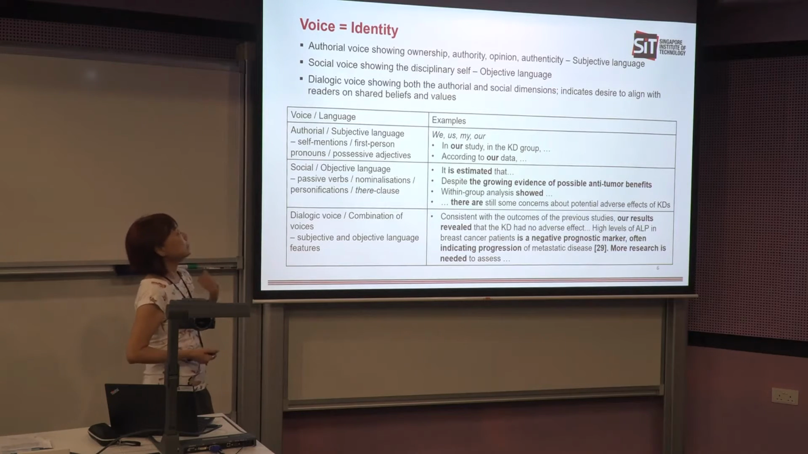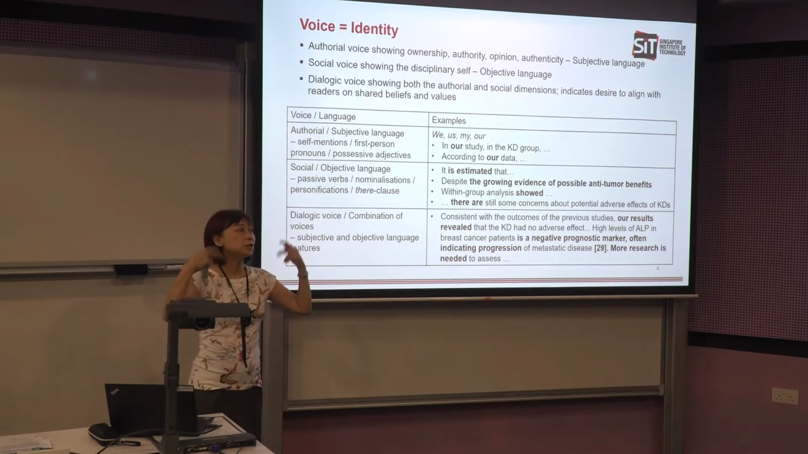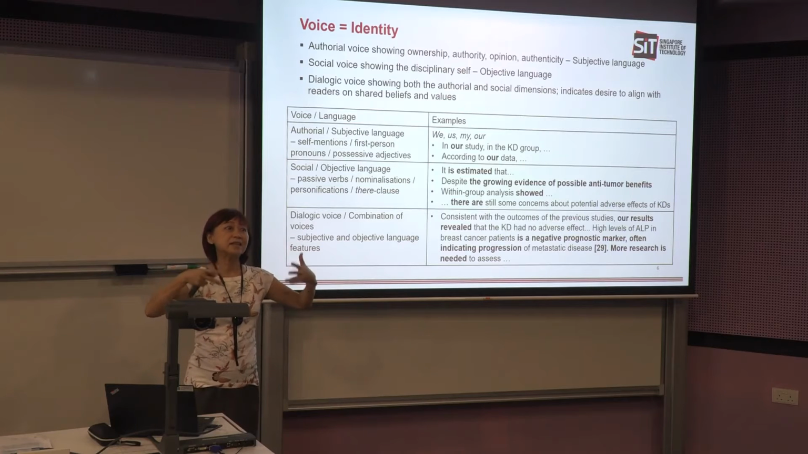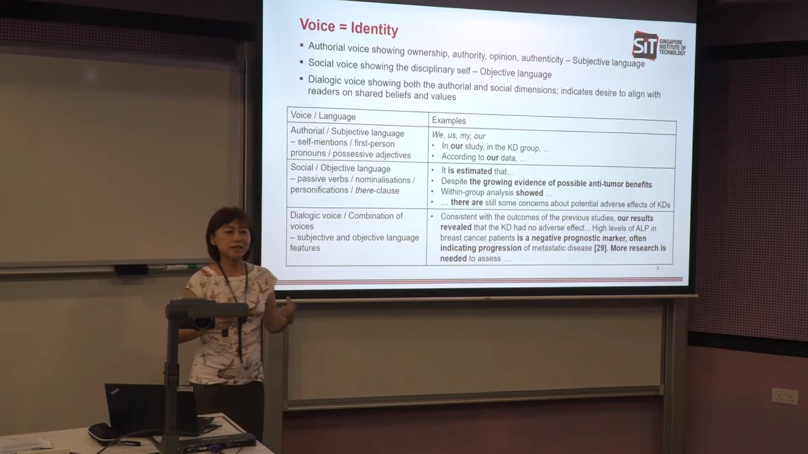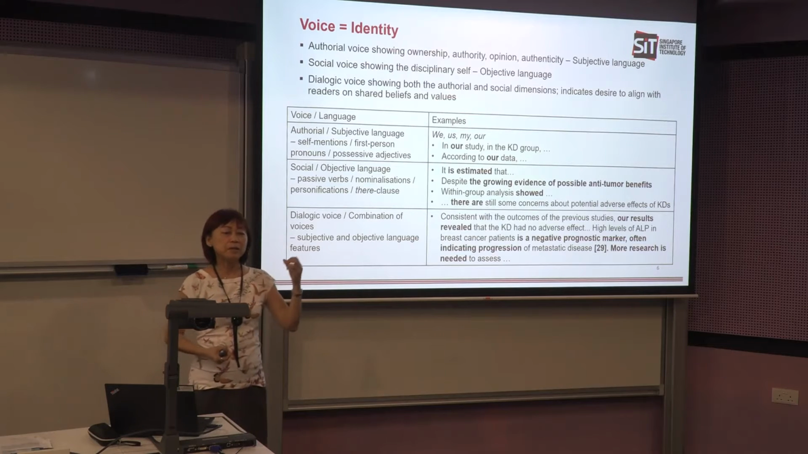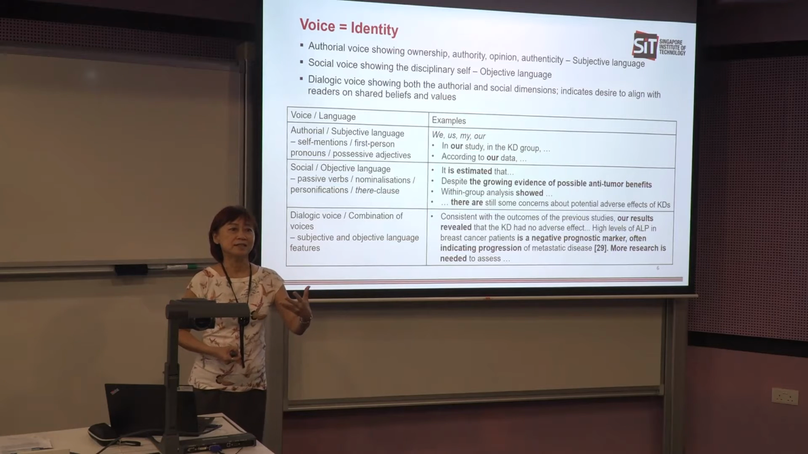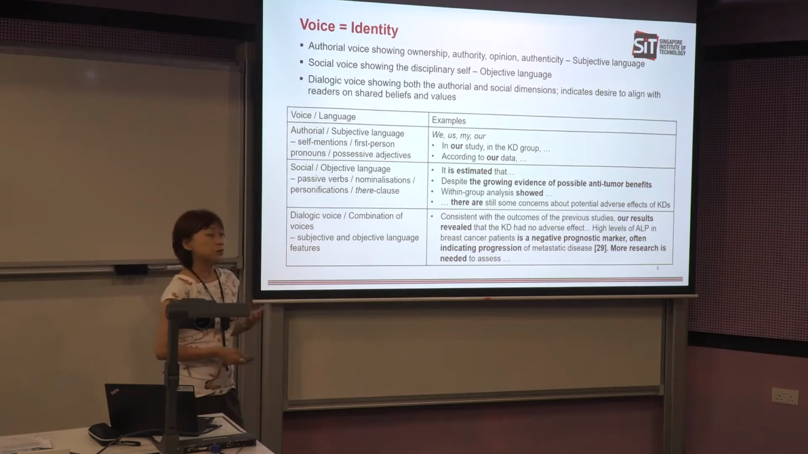And lastly, you've got dialogic voice, where the writer includes the reader in their writing. Okay? So as the writer is writing, he or she is saying, okay, my reader may be thinking this, so let me answer these questions. Yeah? So here we have some examples. The authorial, which is very straightforward.